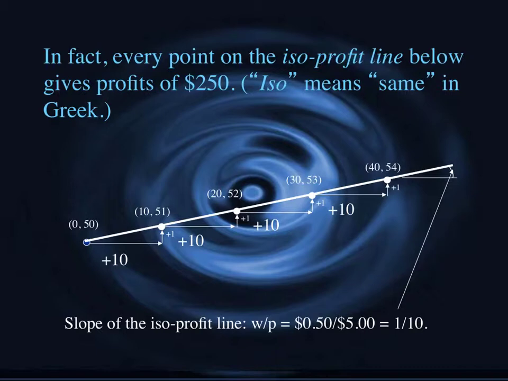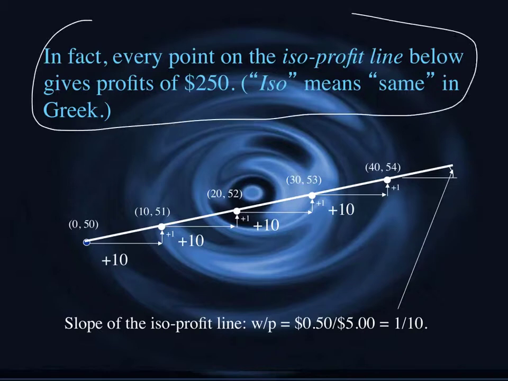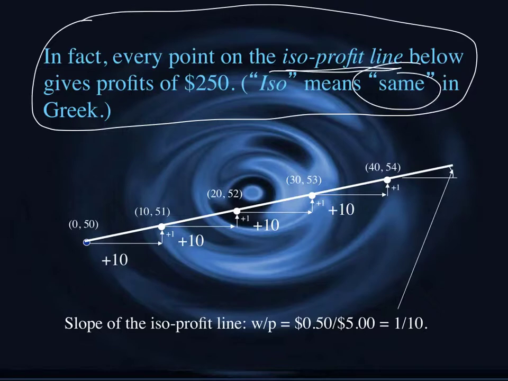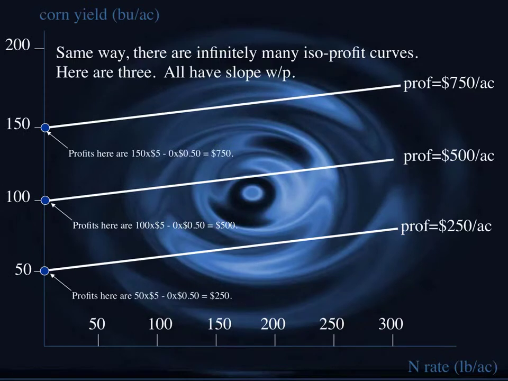In fact, what we call this is an isoprofit line. Iso in Greek means the same. And everything on this line right here gets us $250 in profit per acre. Now, that was just one line. That was the one that got us profits of $250 an acre.